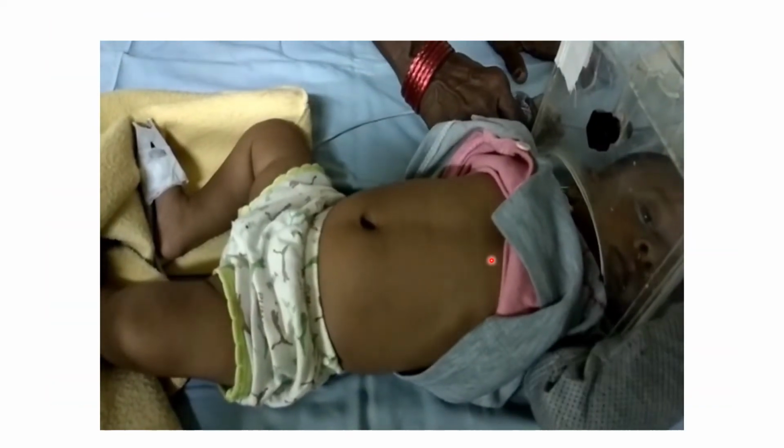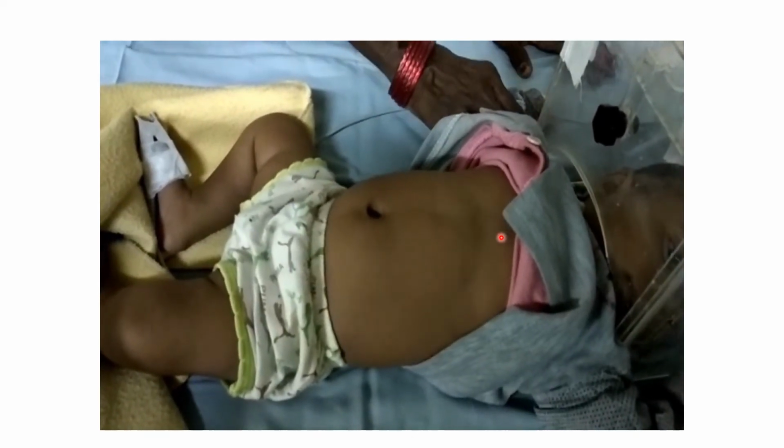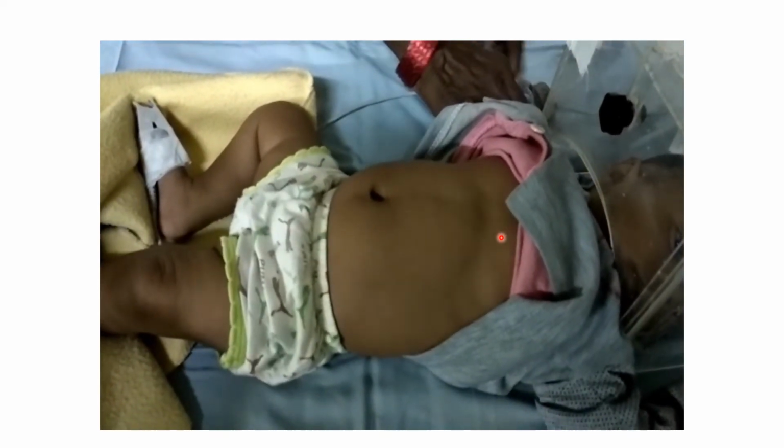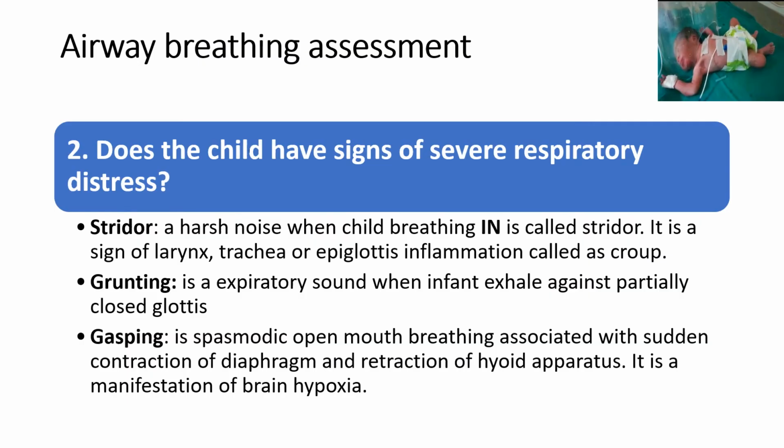We should check. Here in this video also you can see the child is having tachypnea and severe signs of respiratory distress; subcostal retraction, intercostal retraction, alar nasal flaring are all present. In signs of severe respiratory distress, then see whether any audible sound is there or not. For example, stridor, grunting or gasping movements can be there.